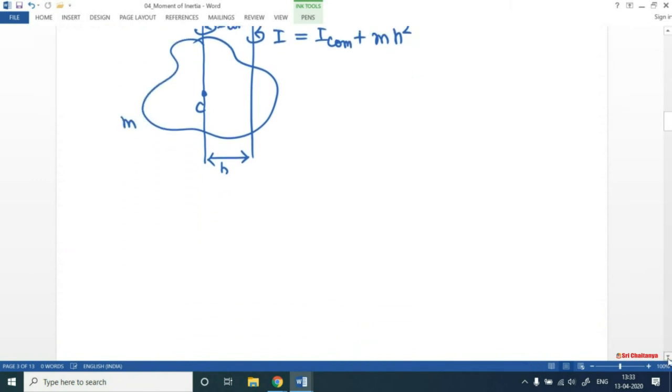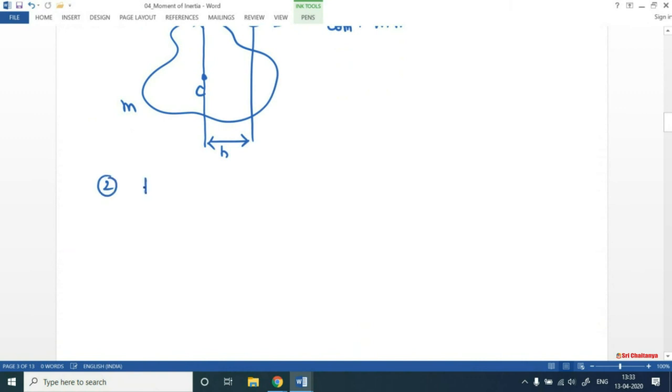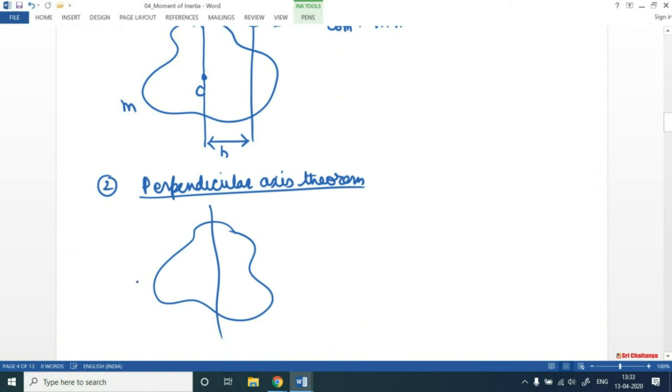Okay, and the other important theorem is known as the perpendicular axis theorem, and it simply states that if we have a two-dimensional body, let's say we are having it in the xy plane, the perpendicular axis theorem would be applicable only for a two-dimensional body. We know the moment of inertia of this body about the x-axis, and we know the moment of inertia of this body about the y-axis. So we must be able to tell the moment of inertia of this body about the z-axis as well. And this is all about the perpendicular axis theorem.